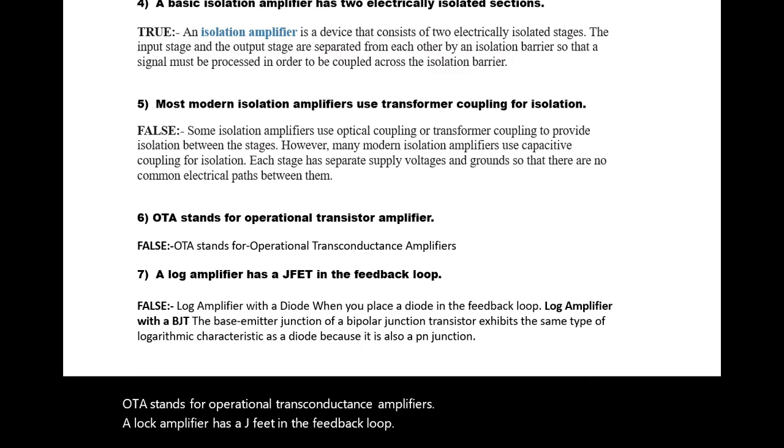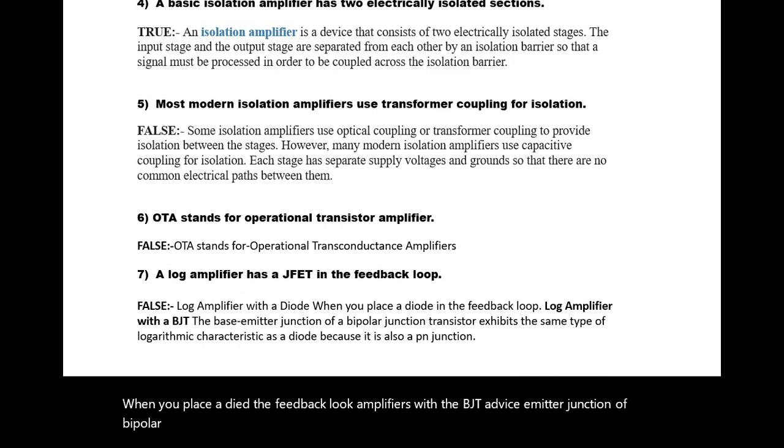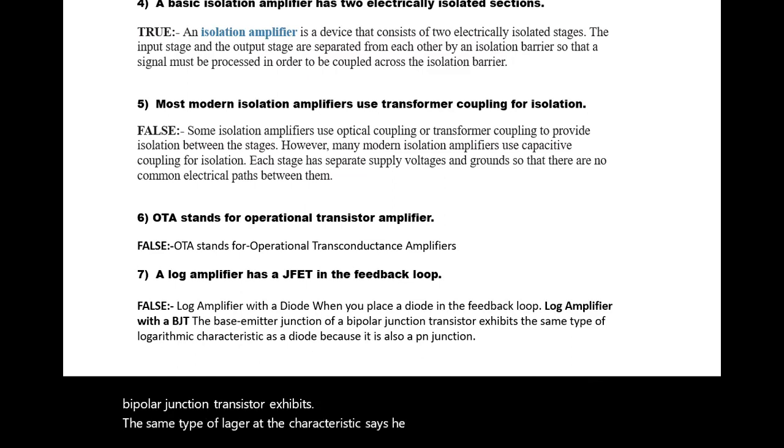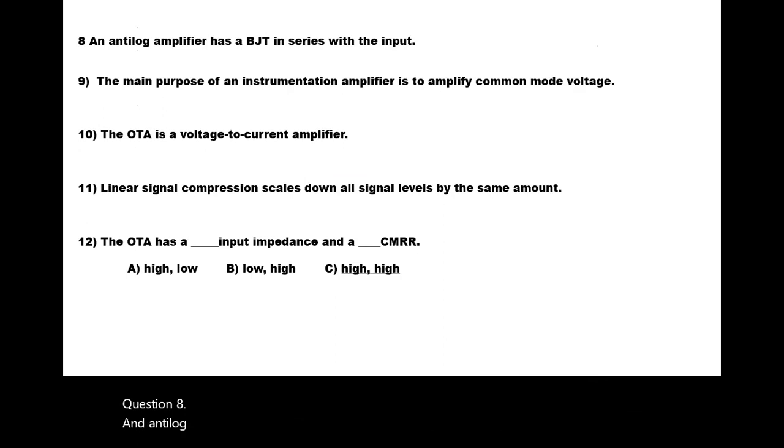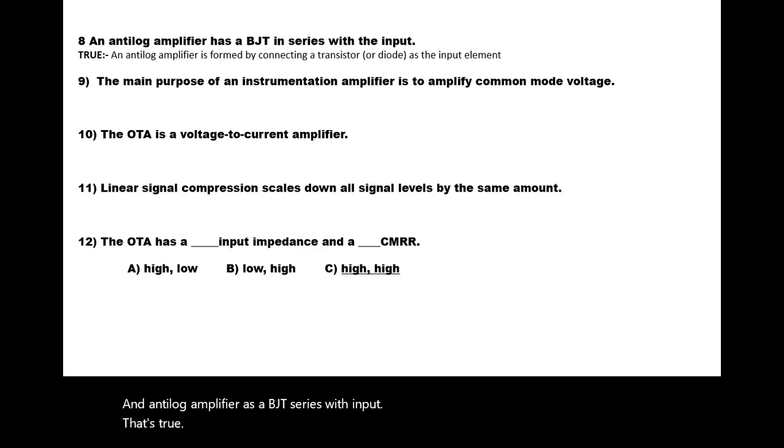False. Because a log amplifier has a diode in the feedback loop. A log amplifier can also use a BJT, because the base-emitter junction of a bipolar junction transistor exhibits the same type of logarithmic characteristics as a diode, because it's also a PN junction. Question 8. An antilog amplifier has a BJT in series with the input. That's true. So an antilog amplifier is formed by connecting a transistor or a diode as the input element.